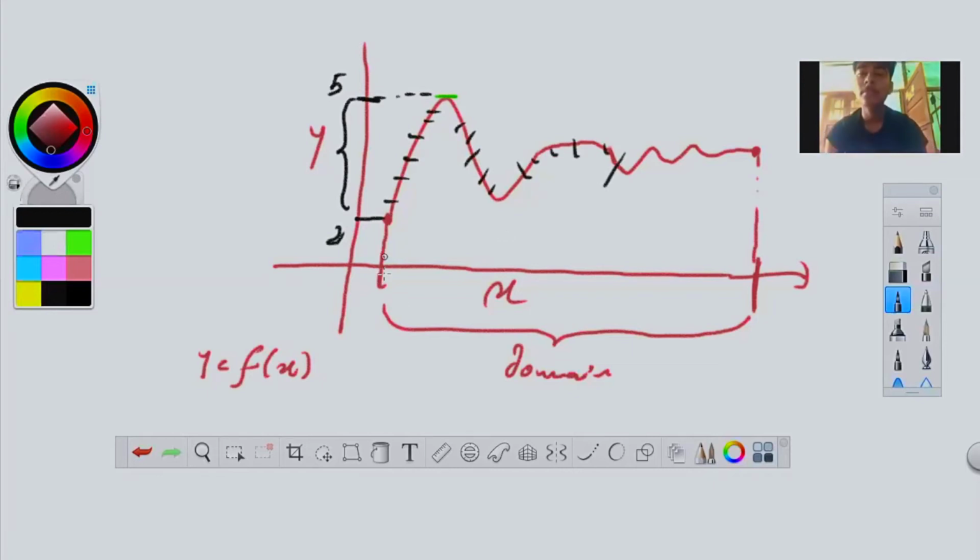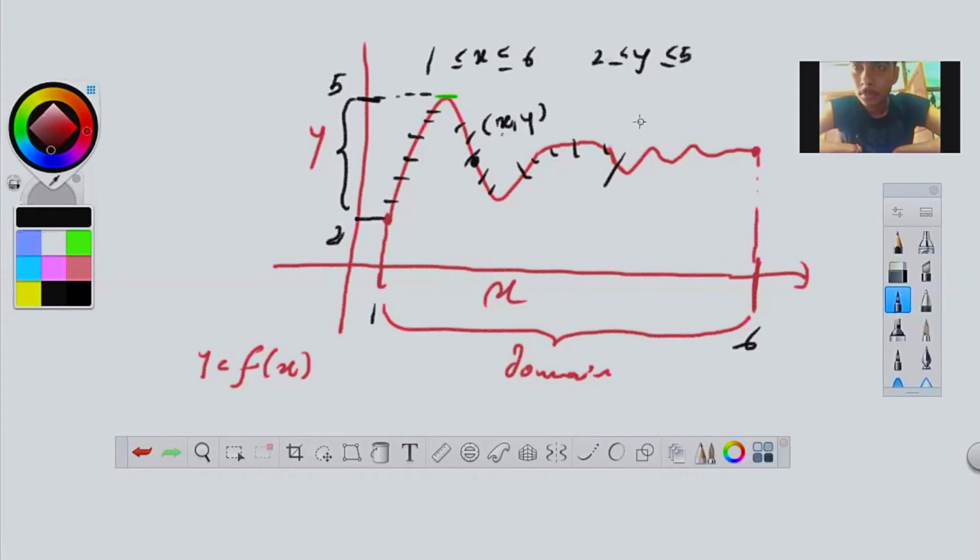Okay, and similarly for x, the coordinates will be x comma y. So this x is going to be dwindling between, let's say this is 1 and let's say this is 6. You are dwindling between 1 and 6, and y is going to dwindle between 2 and 5, right?